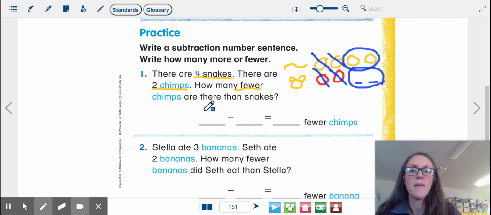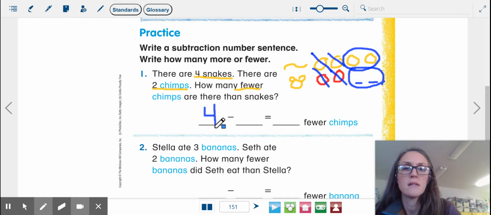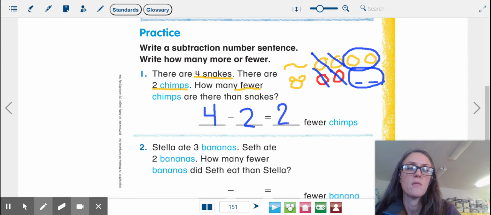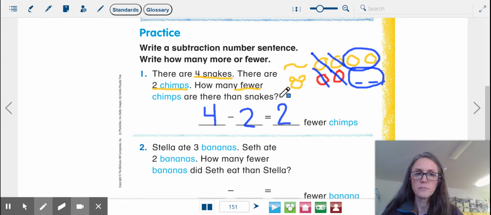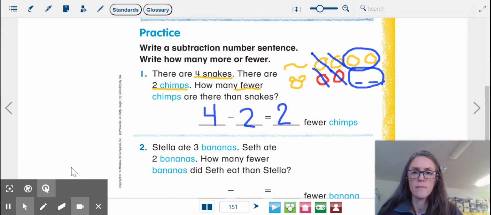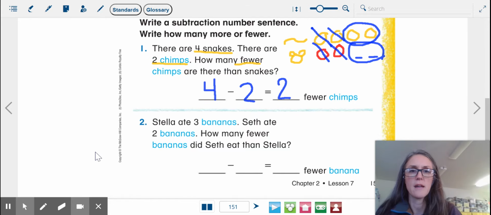And the way that we would write that subtraction sentence is like this: 4 minus 2, because there were 4 snakes and 2 chimps, leaves 2 fewer chimps. Okay? Don't worry if it seems kind of hard. We'll do some more. All right, let's look at the next one.